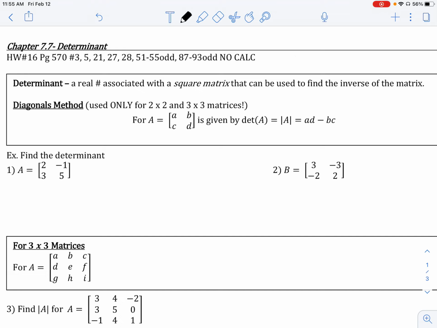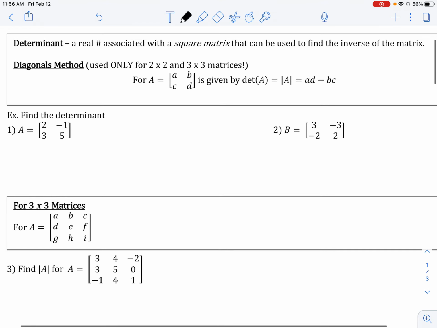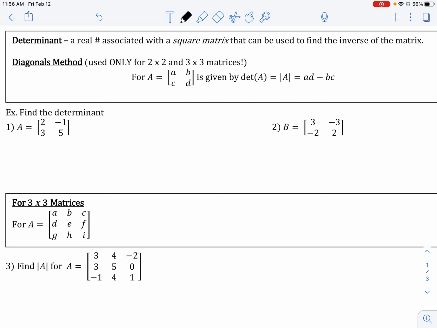Now I want to start by talking about something called the diagonals method. And this is incredibly easy. The only problem is that it's limited. It can only be used for 2 by 2 and 3 by 3 matrices. But if most of the matrices we're going to be working with in this course are that, then this is actually a pretty simple strategy for us to employ.